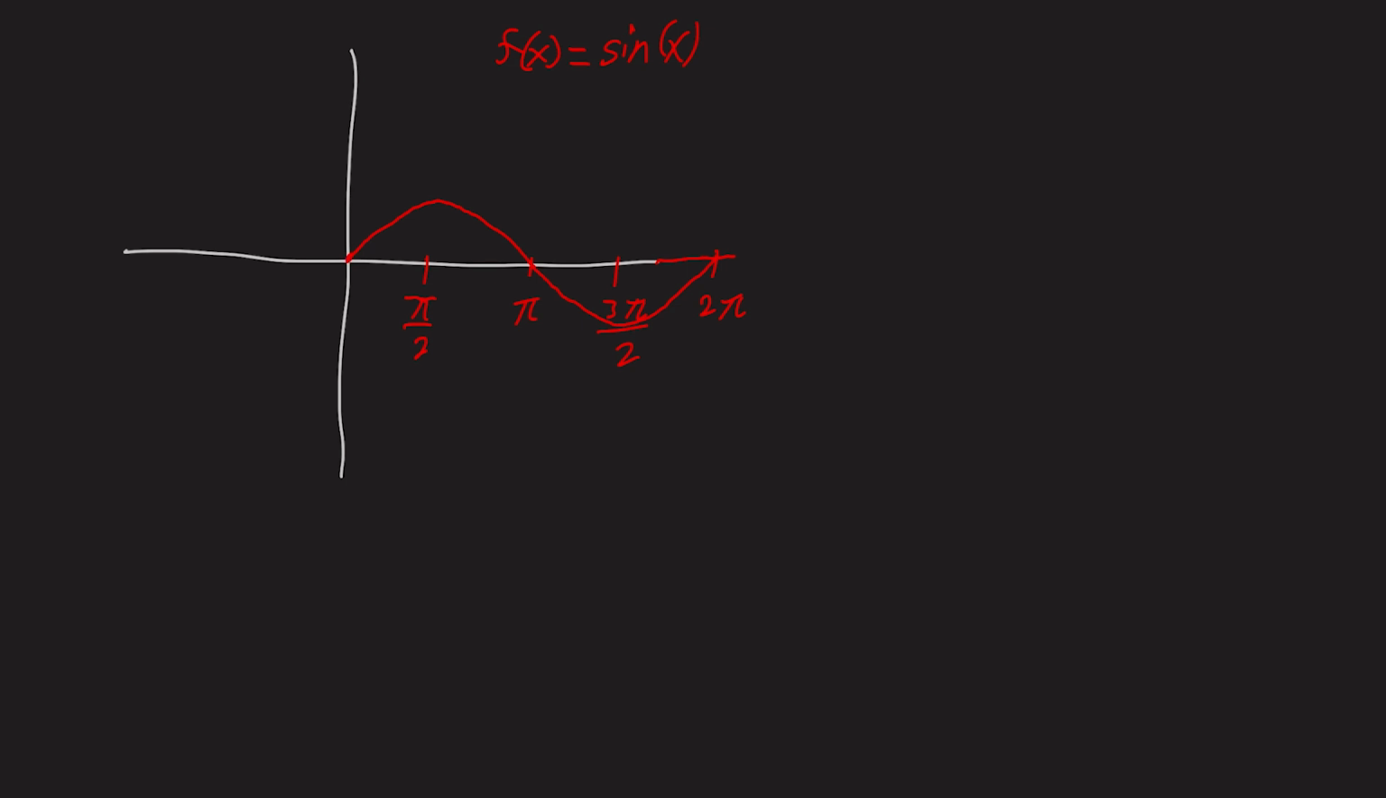Notice how at the beginning we start at 0 and the function is going this way, and at 2 pi we start at 0 and the function is going this way. So in 2 pi radians we have completed one full oscillation or pattern through the sine function.